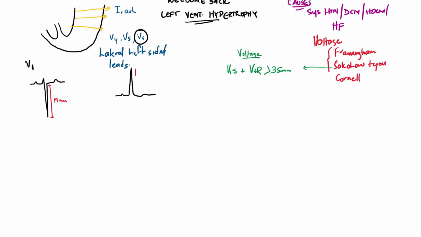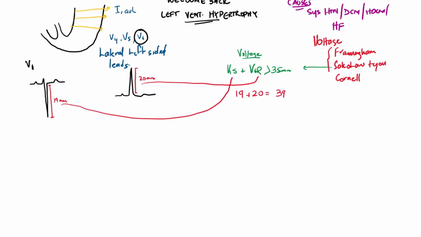So let's assume that the depth of the S wave is 19 millimeters and the height of the R wave is 20 millimeters. So you bring these two together. 19 is going to be V1 S and 20 is going to be V6 R. So 19 plus 20 is equal to 39 millimeters, 39 small boxes. Now you can say that this ECG is suggestive of left ventricular hypertrophy.